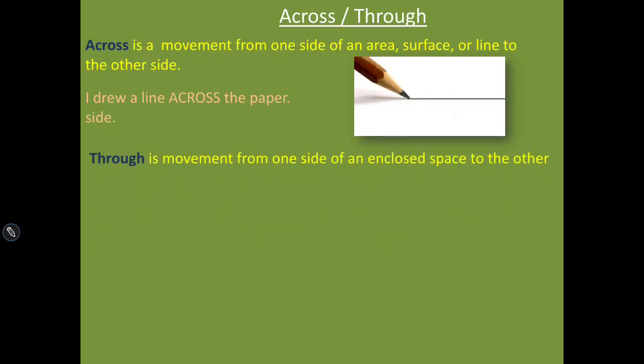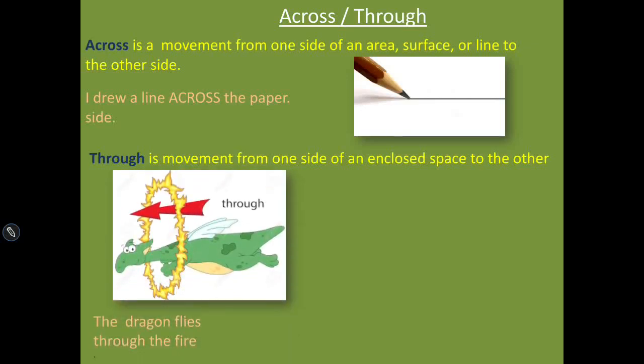Whereas through is movement from one side of an enclosed space to the other. What is an enclosed space here? An enclosed space is a place that is surrounded from all sides and has a limited area to go through it. For example, in this picture you have a dragon. It flies through the fire. Here this is a circular form of fire and the dragon flies through this limited area.